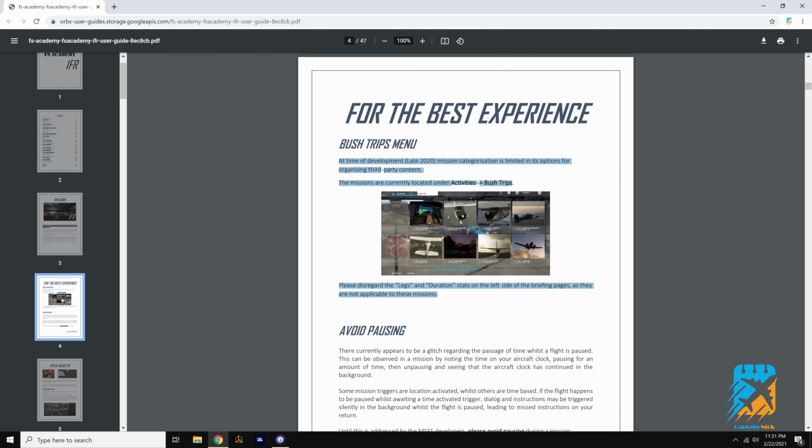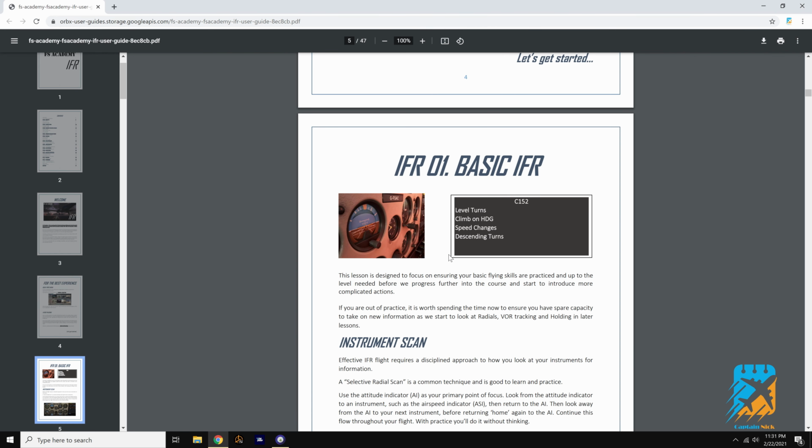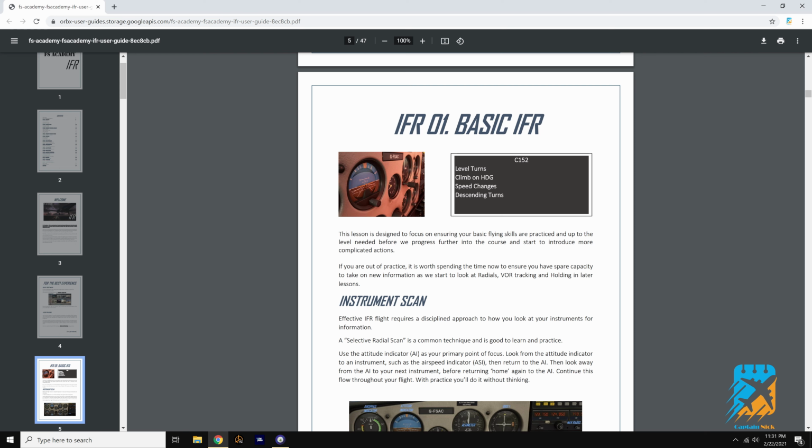I think it would be cool for our FSC group because we have a whole bunch of off-airport glacier locations that I'd love to map into a bush trip. But the gist of the package is you sit down and take a lesson here in the PDF. So we'll start here with IFR 01, basic IFR.